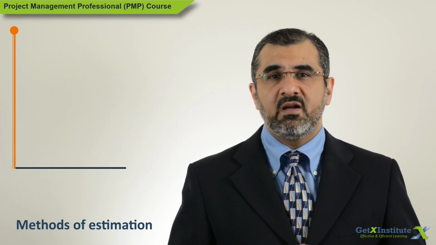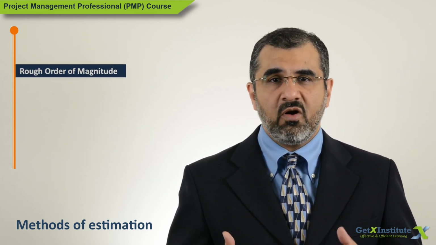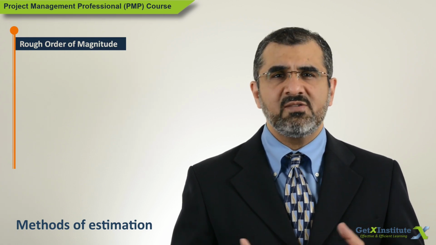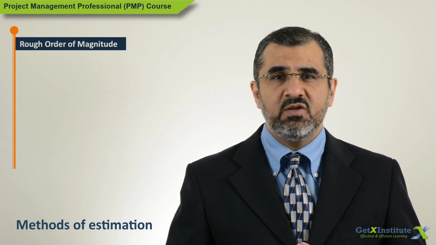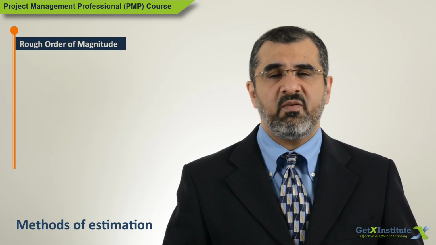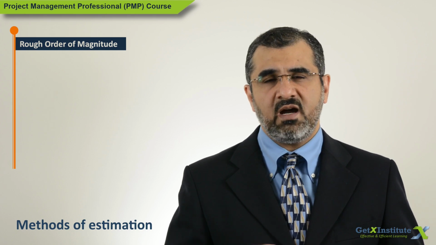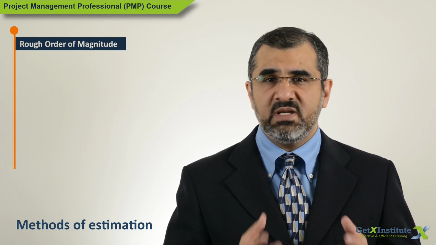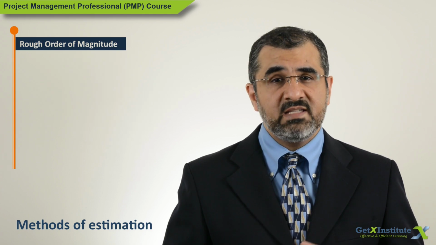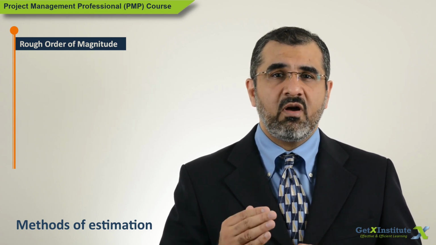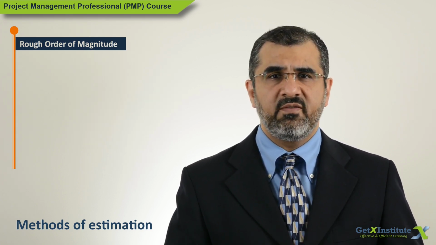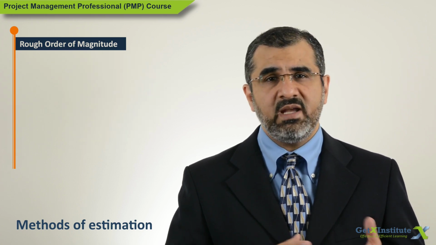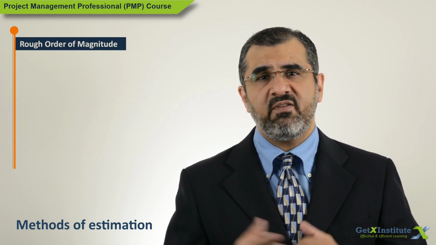First method, rough order of magnitude or ROM method, sometimes also called a ballpark estimate. This is the method used in the very early stages of a project, usually at the start of initiating when the project idea is being generated. This estimate is based on the overall previous experience and perception. The estimate is very quick but also very rough, typically in the range of -25% to +75%.